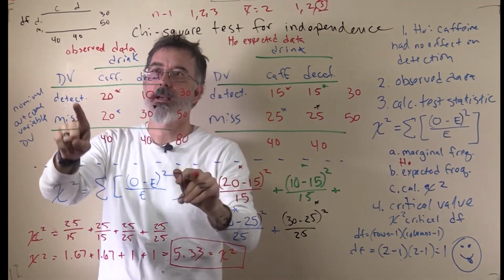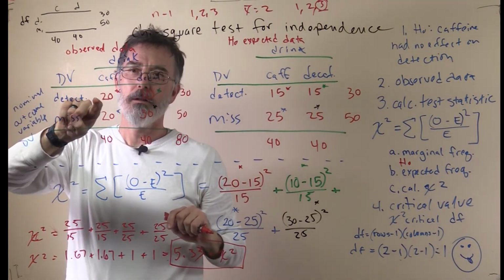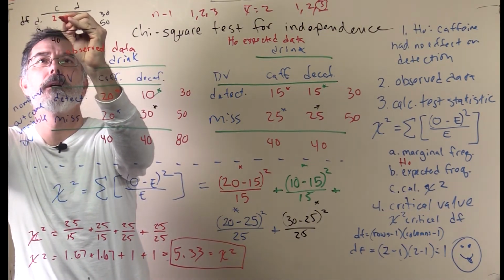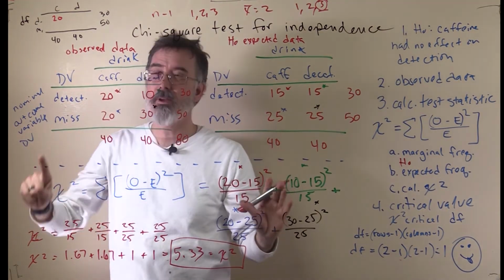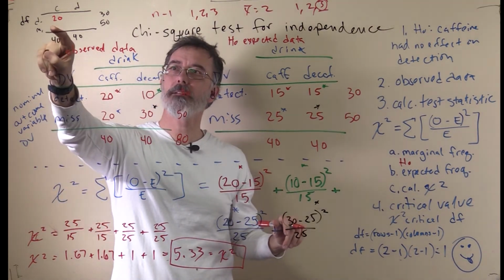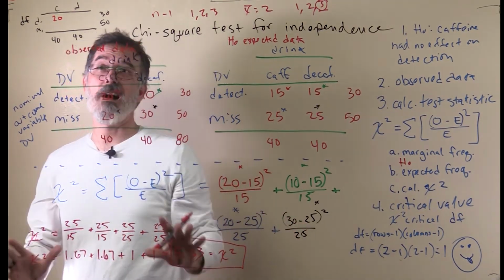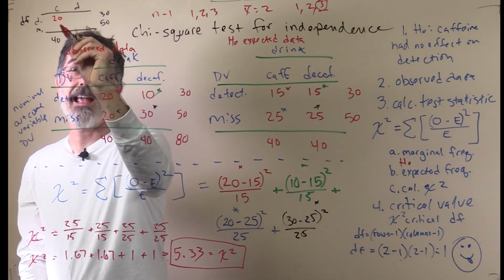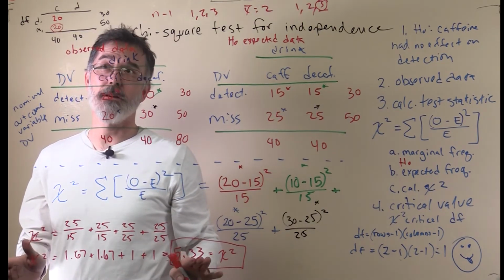Well, for chi-square tests, if these are your marginal frequencies, and you set one of these to be 20, now, given those marginal frequencies, once we have this one thing set, then all of the other values are locked in. Because if this marginal frequency for caffeine is 40, well, this has to be a 20. That one is not free to vary.